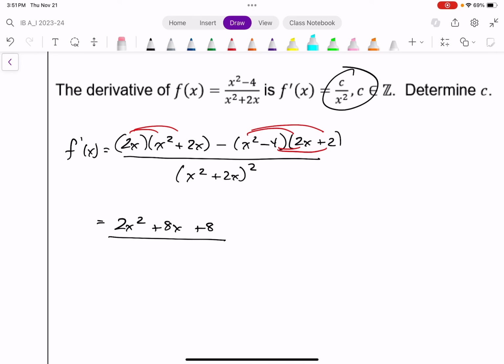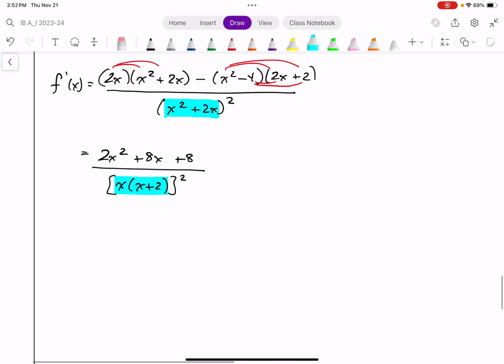And so speaking of factors, if I look right here, there's a factor of x I can take out before I square it. So what you see highlighted in yellow, I can write as x times x plus 2. And all of that is squared. And in my numerator, I can take out a factor of 2. So I get x squared plus 4x plus 4, which is a perfect square. In my denominator, I'm just going to write it as x squared times x plus 2 squared.